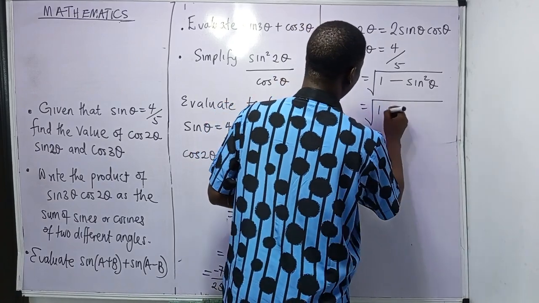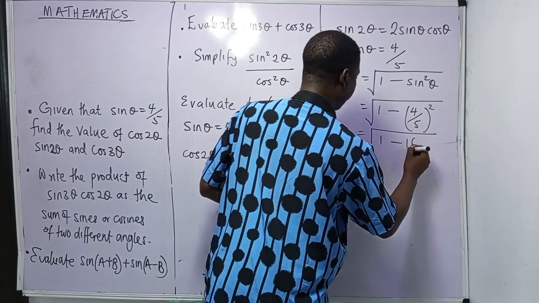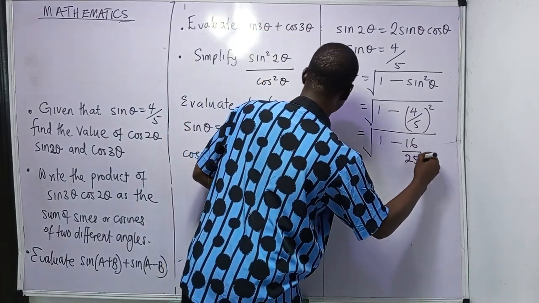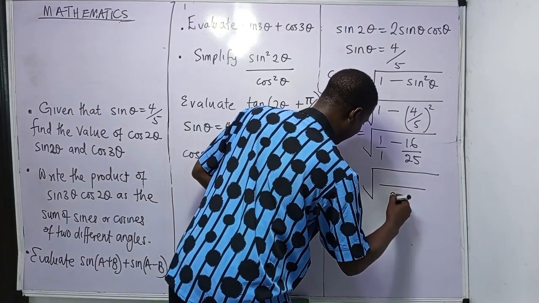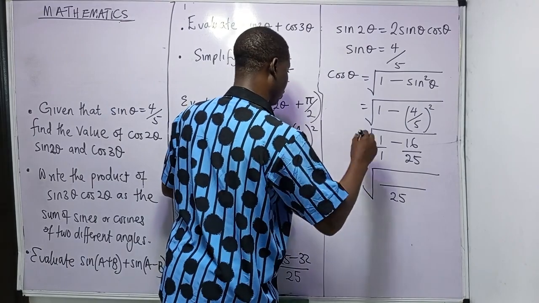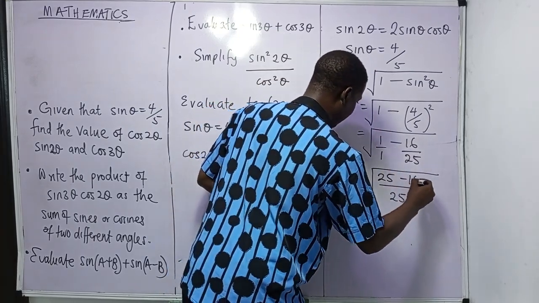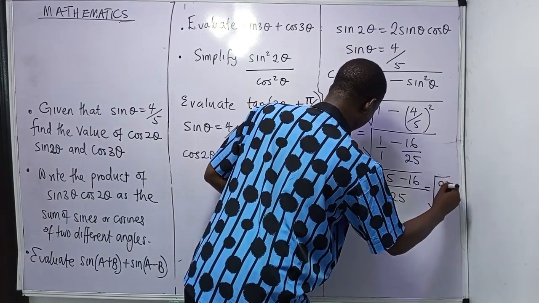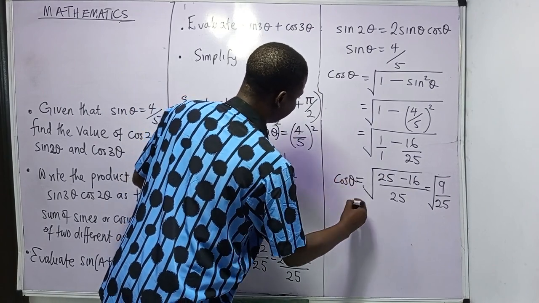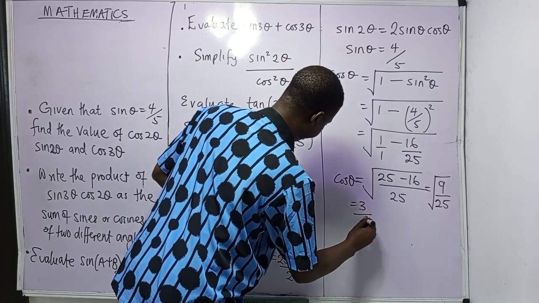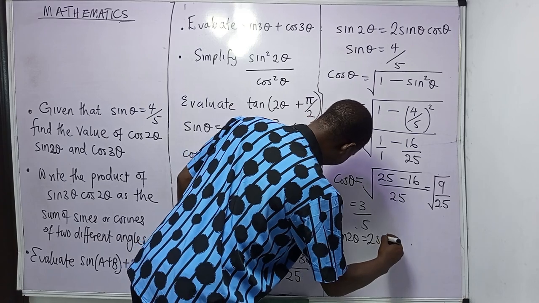So you have the square root of 1 minus 4 over 5 all squared, which gives the square root of 1 minus 16 over 25, since 4 squared is 16 and 5 squared is 25. What is the LCM? It is 25. 25 times 1 is 25, minus 16, over 25, which is the square root of 9 over 25. So, ladies and gentlemen, the square root of 9 is 3, and the square root of 25 is 5.